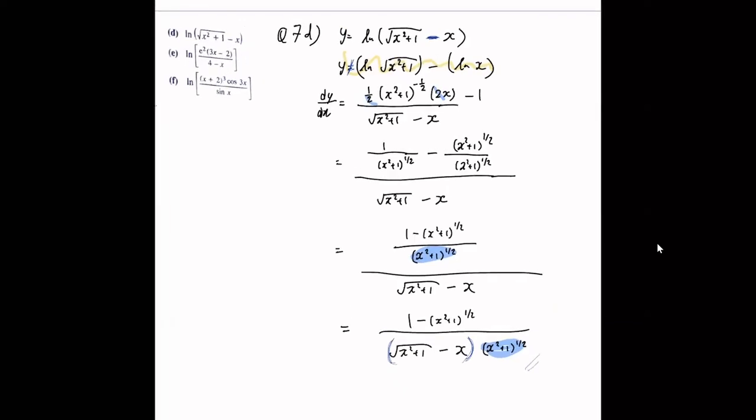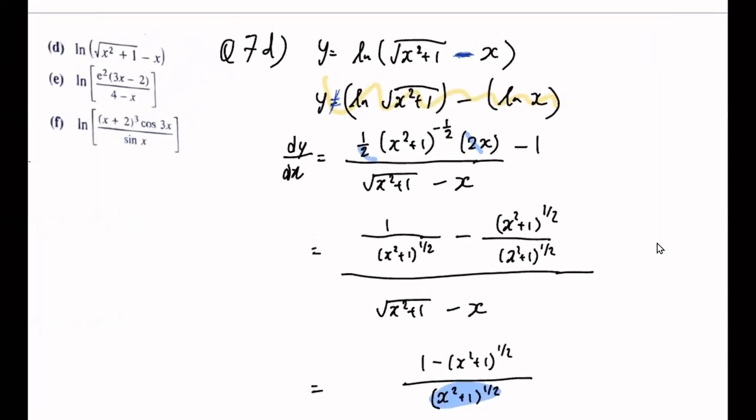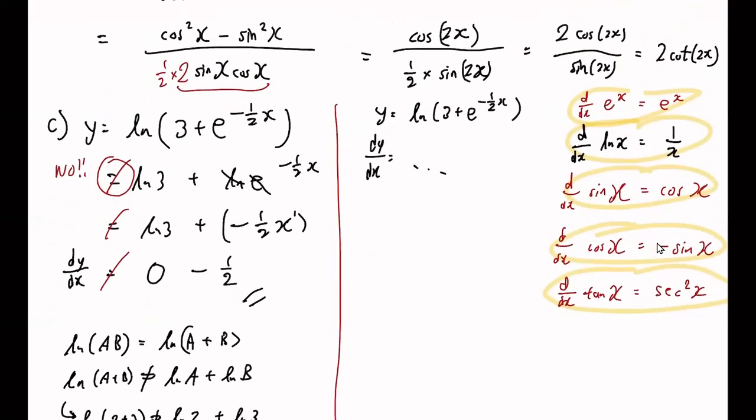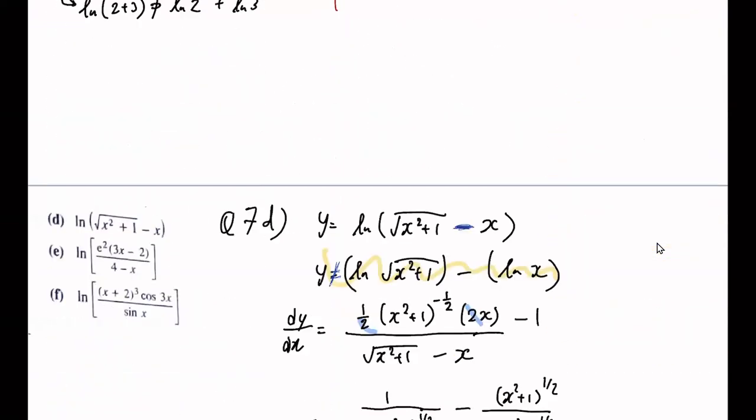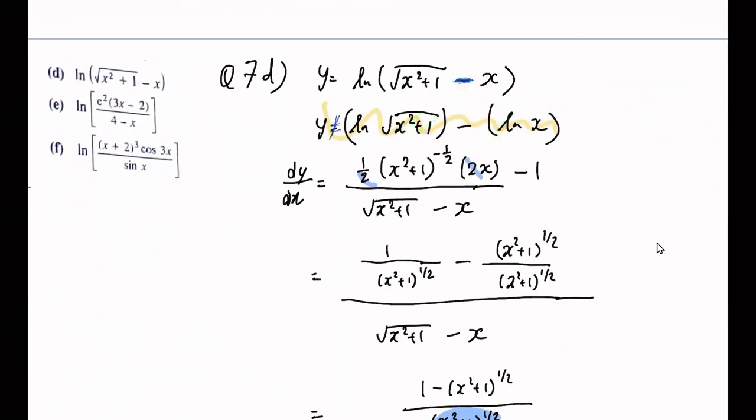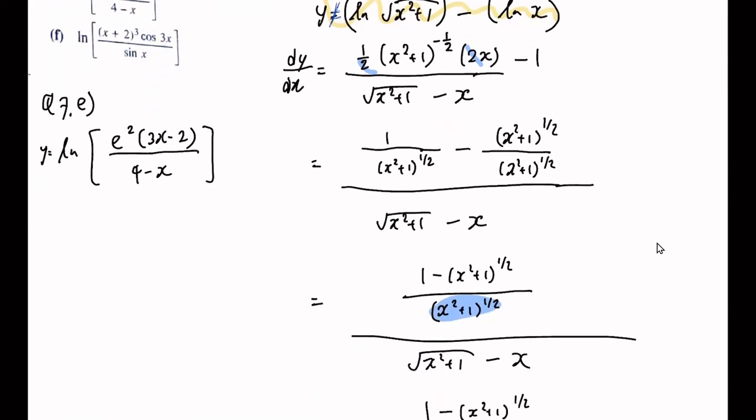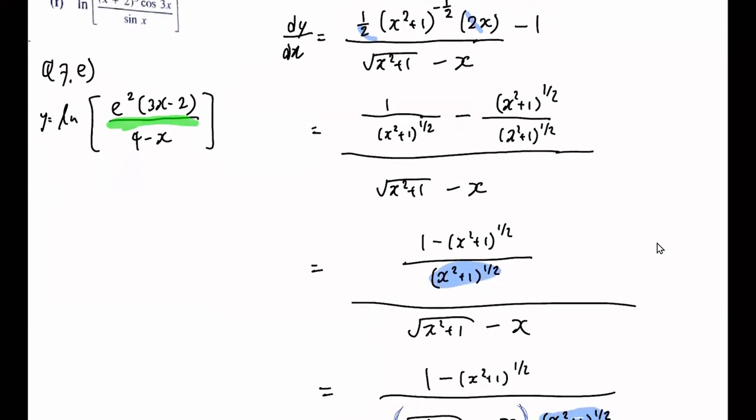See more non-examples. Okay, so what we have seen just now was whenever you have ln of a plus sign in between, you don't split up. When you have ln of a minus sign in between, you don't split up. But now we have question 7e. ln of y equals ln of e squared times 3x minus 2 over 4 minus x. There's a fraction going on here, which is division. Can we split up before differentiation?